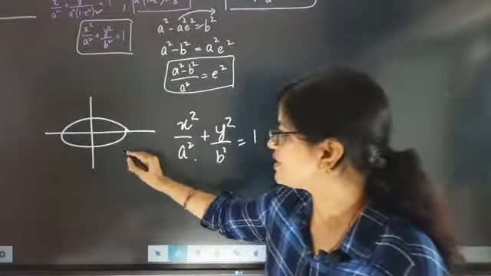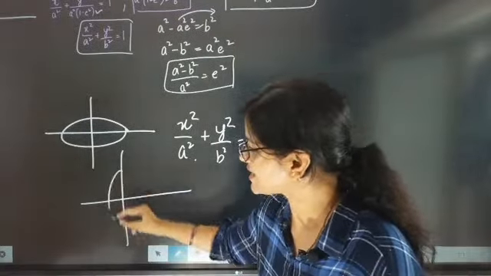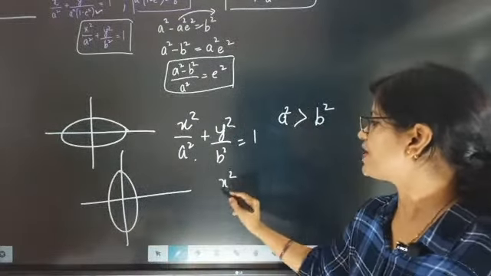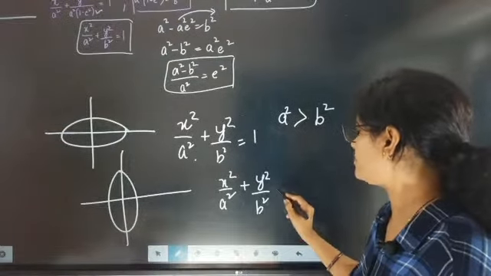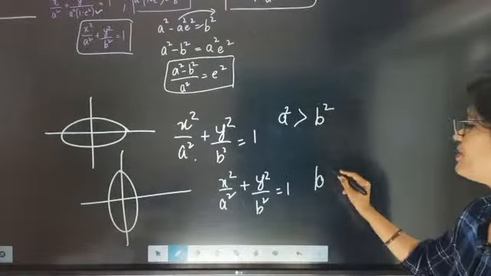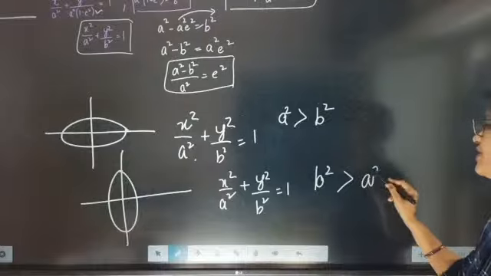Now when the ellipse major axis is on the y-axis, then x square by a square plus y square by b square equal to 1. That time b square will be greater than a square.